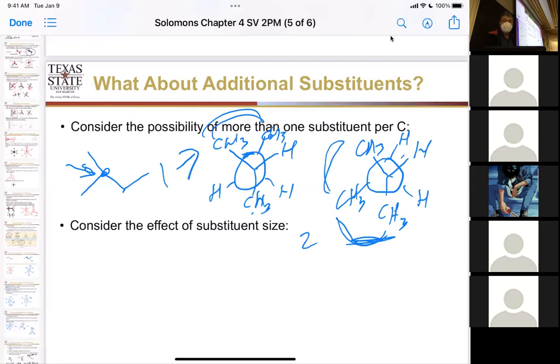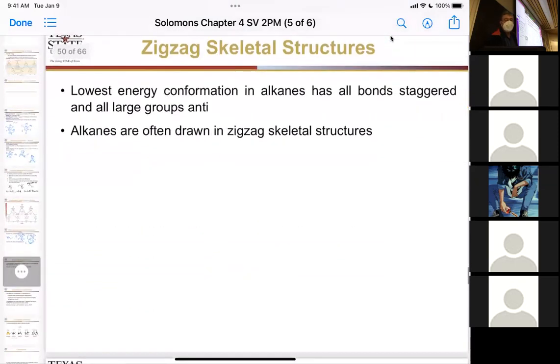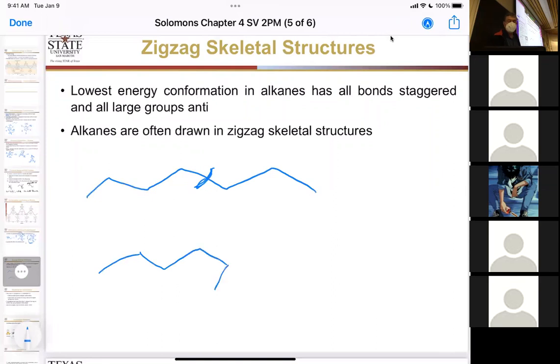Okay, so that kind of leads to the idea that, if that anti-configuration is the lowest energy configuration, then that's why we draw our things like this right here. But don't get me wrong, there's still rotation around this bond, so we could actually have some of this molecule look like this. Which one's right? As long as it has the right number of carbons, it's right. But both will exist in a bottle of heptane at any one time.